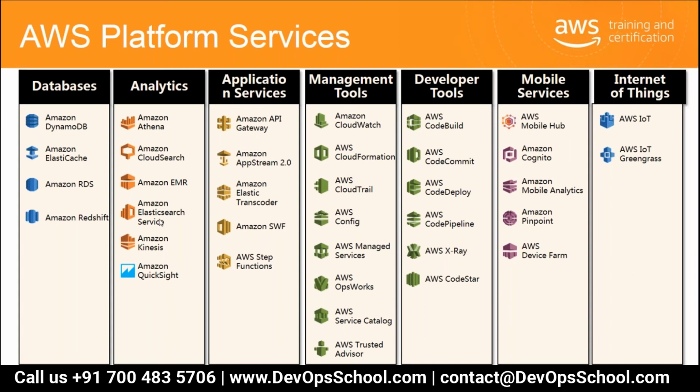On analytics, we have some offerings. On application services, we have some offerings. We will talk about a few of these in our course. On management tools, we have some offerings. Then as a developer, if you are using AWS, you have services like CodeBuild, CodeCommit, CodeDeploy. These will help developers build applications and release them on AWS. And for mobile application services, we have some services. And on Internet of Things, we have some services.